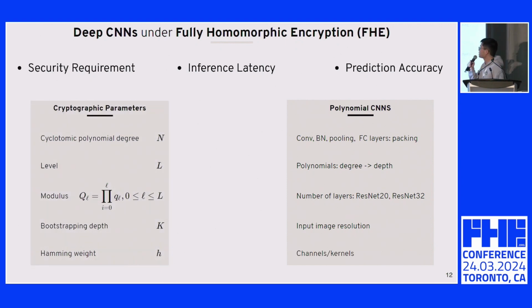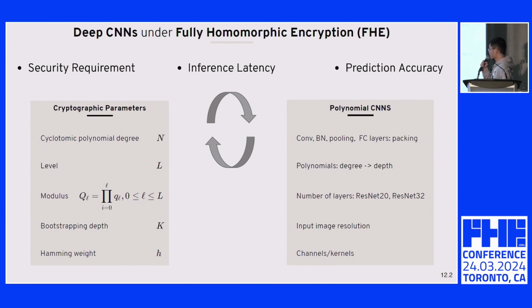This design procedure is interactive between the CKKS parameters and the polynomial CNNs. They are interactive to each other. For example, the cyclotomic polynomial degree, capital N, will determine how many slots we have, how many numbers we can put into a single ciphertext.